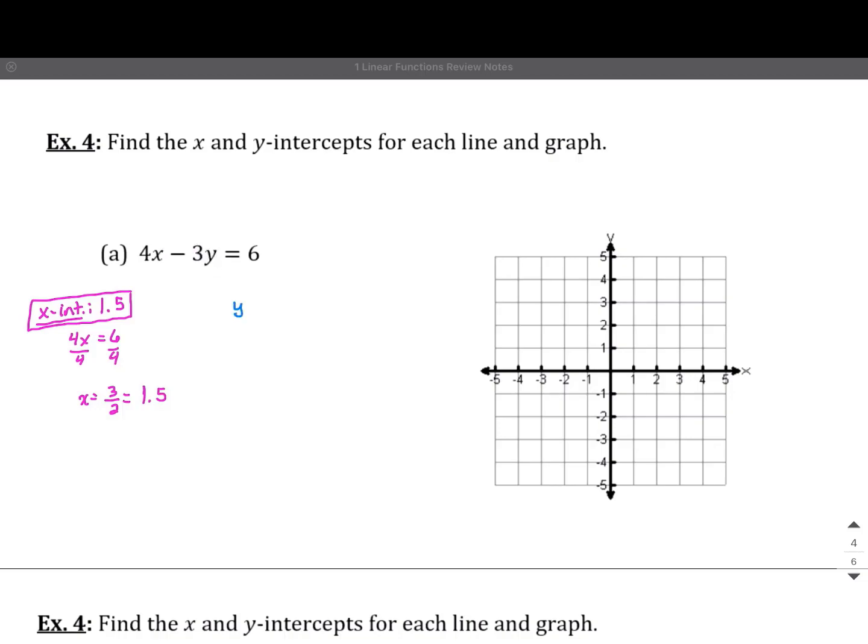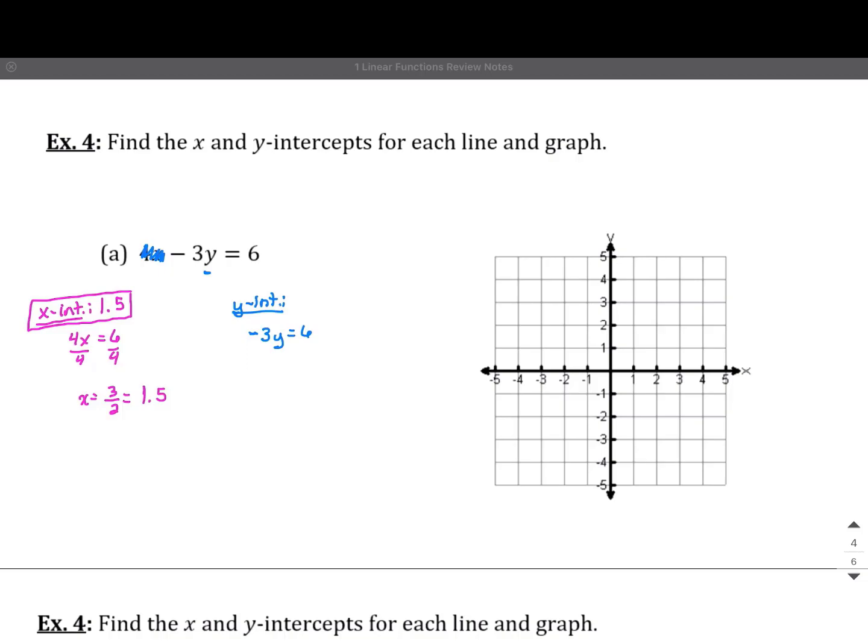Now let's find our y-intercept. So our y-intercept is the value of y when x is 0. So all of that piece goes away. So again, you don't have to write this down. You can do this in your head, but I'm writing just so you can see it. Negative 3y equals 6.